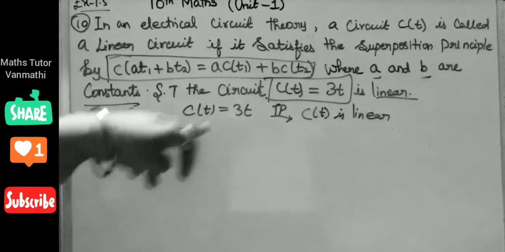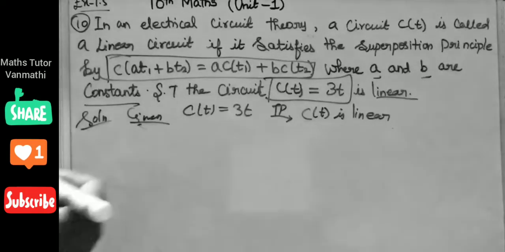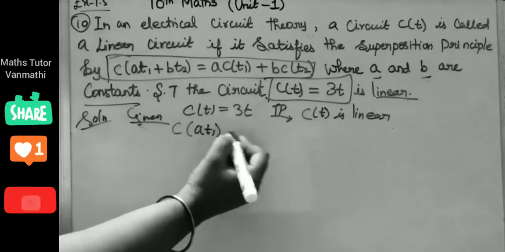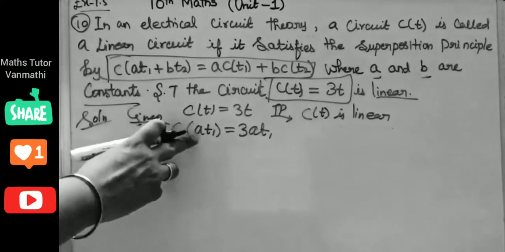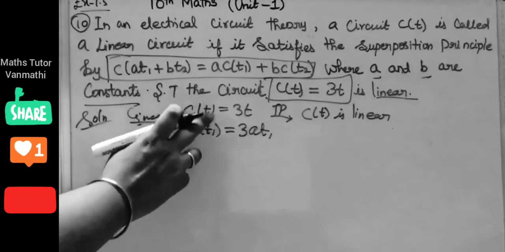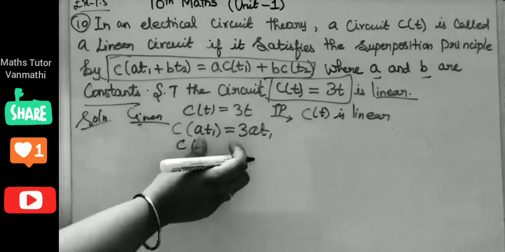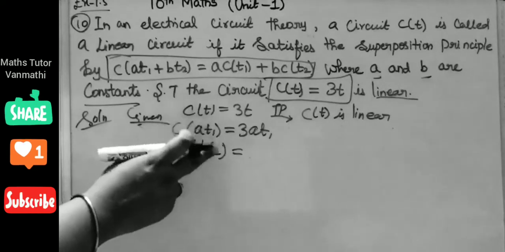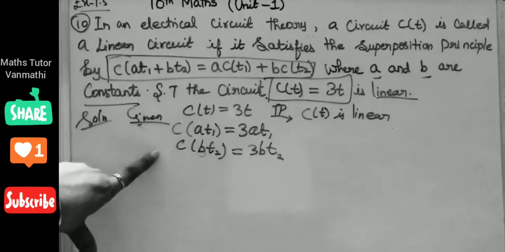What is your given condition? C of t equal to 3t. And what we are going to prove is that this C of t is linear. So for that, let us assume two conditions by using this. That is C of a t1 equal to 3 a t1. C of t is your 3t. We are putting one constant as a, so we get C of a, and t is replaced as t1, so we get 3 a t1. And similarly, C of b t2, here b and here t2, then you will get 3 b t2. Clear? Using this, we are taking these two conditions.